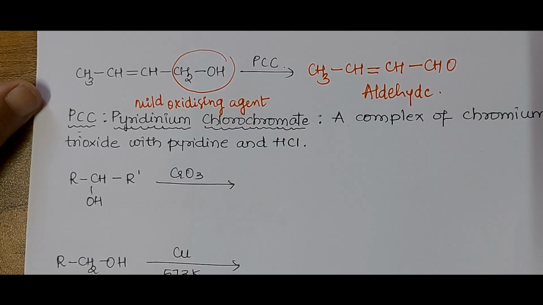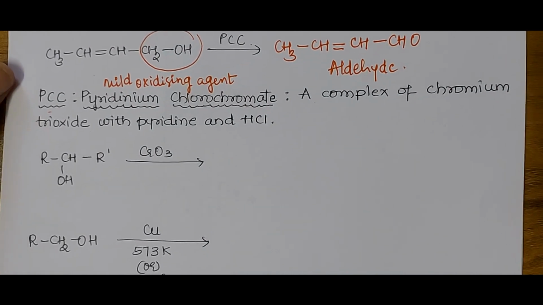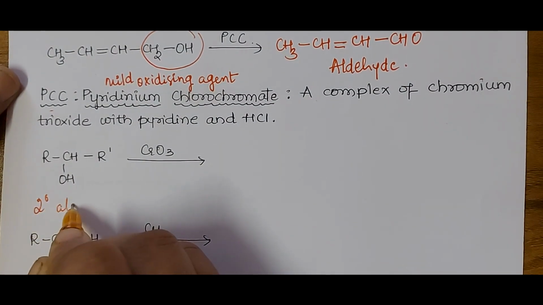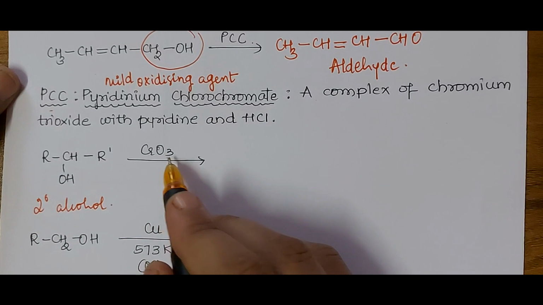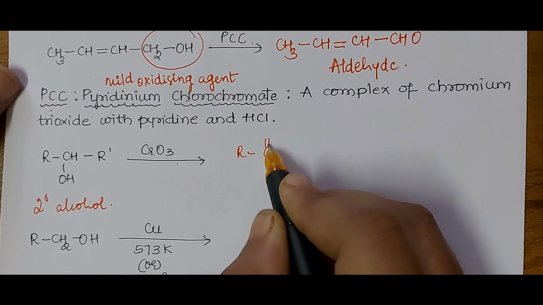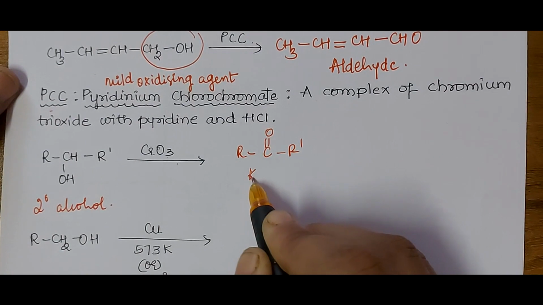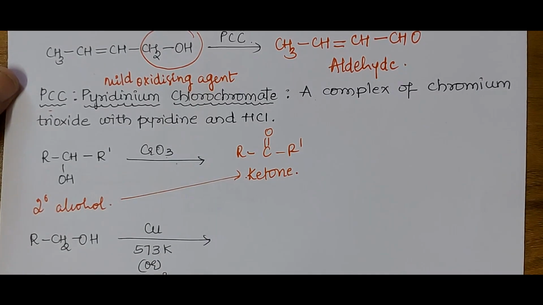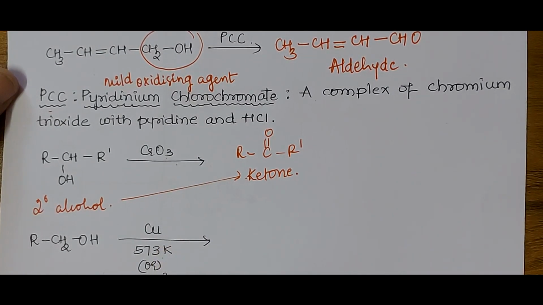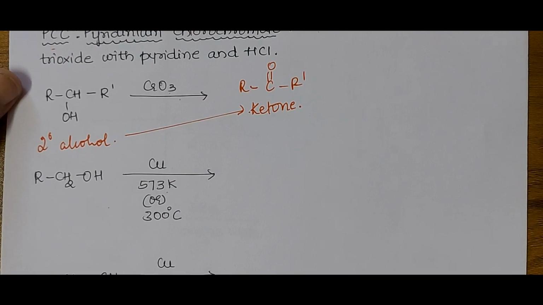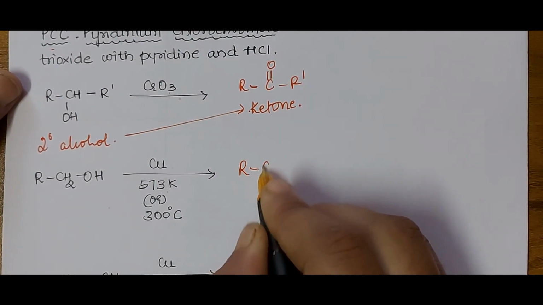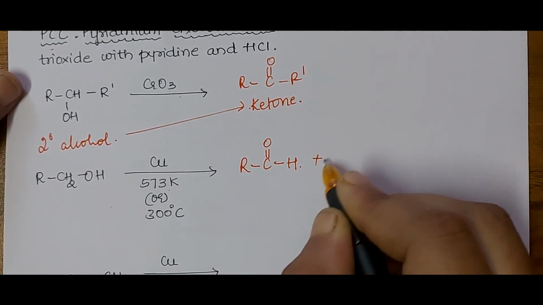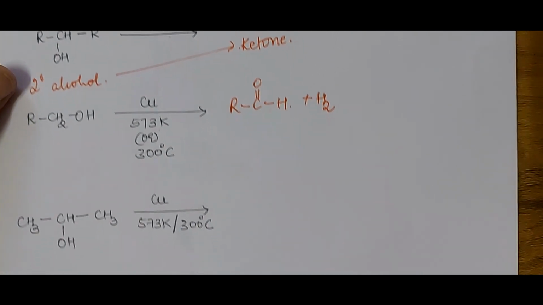Similarly, we'll consider the reactions of secondary alcohols as well. When you consider the reaction of secondary alcohol with a mild oxidizing agent, it's seen that secondary alcohol easily undergoes the reaction and you get the product as a ketone. So the product obtained is a ketone even with a mild oxidizing agent. So on oxidation, secondary alcohols form ketone. Next, when vapors of a primary alcohol, we can take for example ethyl alcohol, are passed over heated copper at 573 Kelvin or 300 degrees Celsius, it undergoes dehydrogenation to form aldehyde.